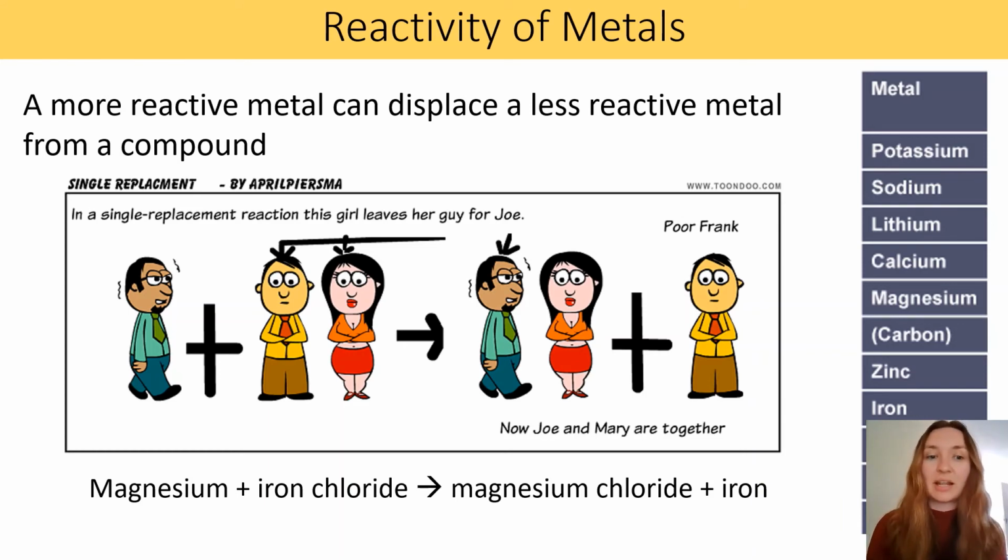That was just an analogy. Here we've got magnesium and iron. So iron chloride is currently our compound, magnesium is currently on its own. If I look at the reactivity series, I can see that magnesium is above iron, it's more reactive, and therefore it's going to displace the iron from its compound. And therefore you're going to end up with something called magnesium chloride, and that's our compound now, and iron on its own. So this is a displacement reaction.